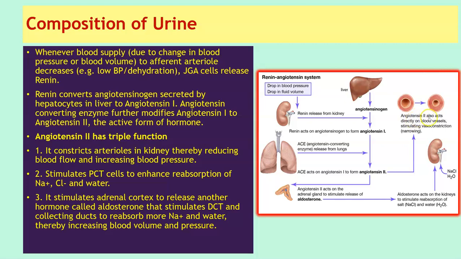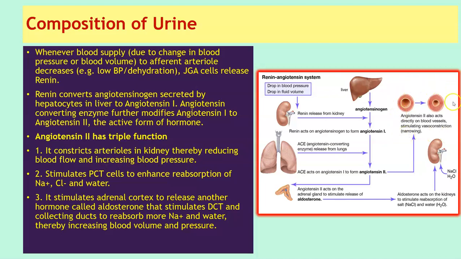This angiotensin 2 acts directly on the blood vessels, stimulating vasoconstriction, that is narrowing of the blood vessels. Then this angiotensin also acts on the adrenal gland to stimulate release of aldosterone. So what does this aldosterone do? This aldosterone acts directly on the kidney and stimulates reabsorption of salt, that is NaCl, and water. So angiotensin 2 has triple functions. It constricts the arterioles in the kidney, thereby reducing blood flow and increasing blood pressure.